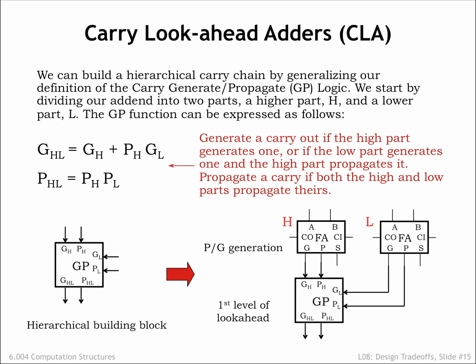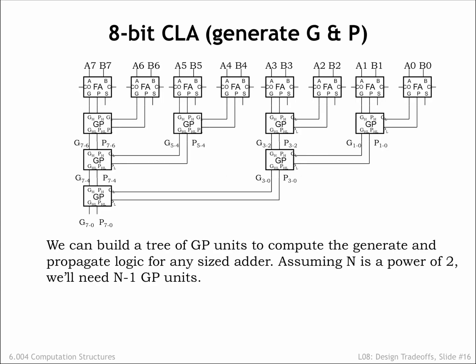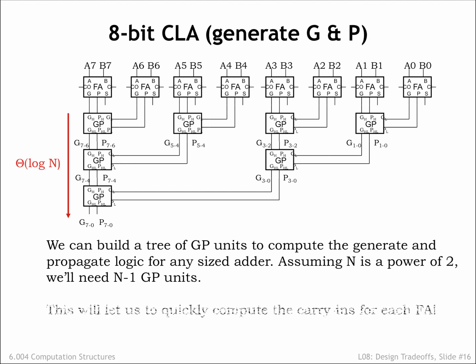Let's use these equations to build a generate propagate, or GP module, and hook it up to the H and L modules as shown. The G and P outputs of the GP module tell us under what conditions we'll get a carry out from the two individual modules treated as a single, larger block. We can use additional layers of GP modules to build a tree of logic that computes the generate and propagate logic for adders with any number of inputs. For an adder with n inputs, the tree will contain a total of n-1 GP modules and have a latency that's order log n. In the next step, we'll see how to use the generate and propagate information to quickly compute the carry-in for each of the original full adder modules.